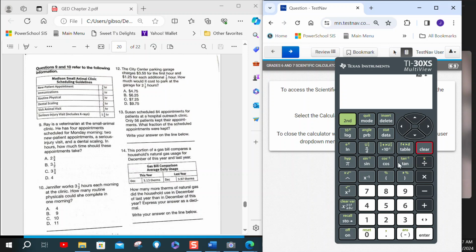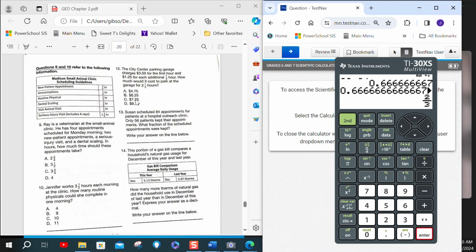Okay, now 13. Susan scheduled 84 appointments for patients at a hospital outreach clinic. Only 56 patients kept their appointments. What fraction of the scheduled appointments were kept? So it's 56 out of 84. So it'd be 56 divided by 84. Press enter. Now it gave us this decimal. So we'll press second, and then we'll press table and press enter. So it's 2/3. You would write your answer on the line below, so you would just write 2/3.